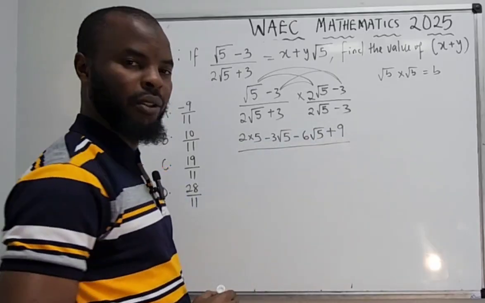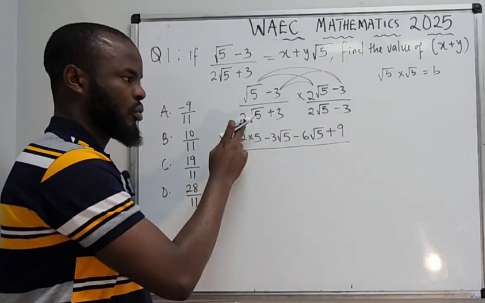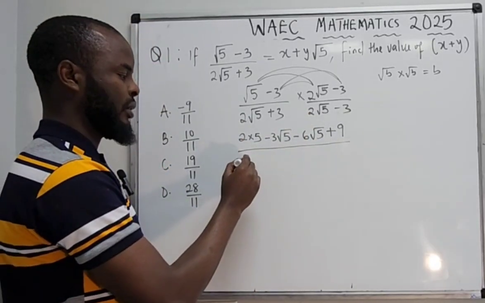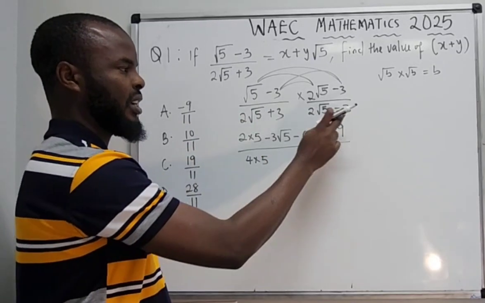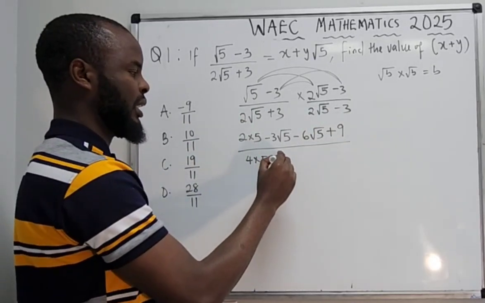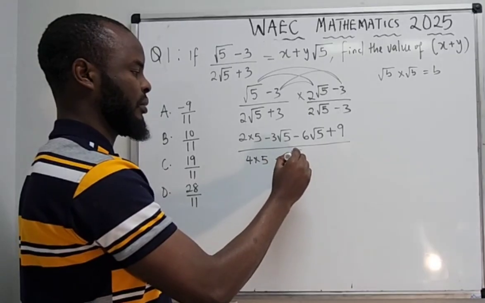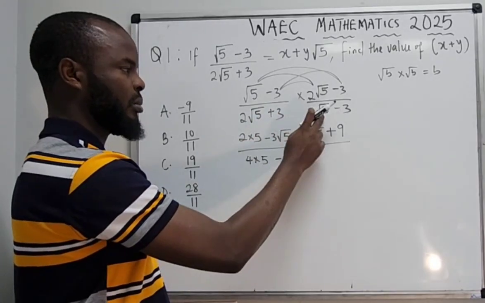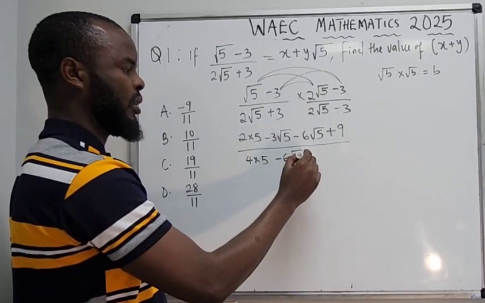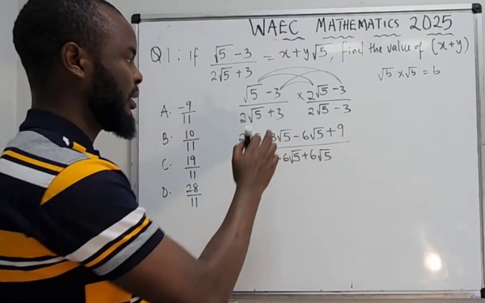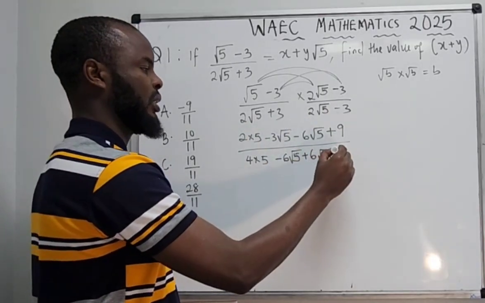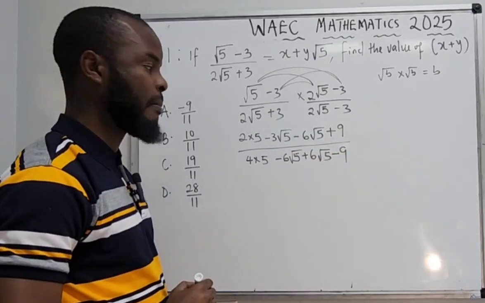What about the denominator? 2 root 5 multiplying 2 root 5 is going to be 4 times 5. 2 root 5 multiplying negative 3 is going to be negative 6 root 5. 3 multiplying 2 root 5 is going to be plus 6 root 5. And lastly, 3 multiplying negative 3 is going to be negative 9.